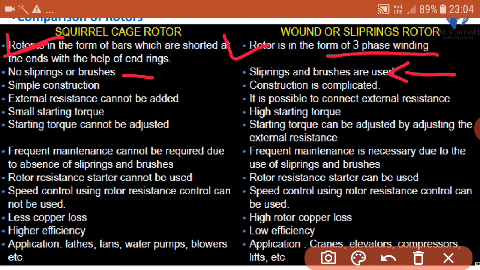Construction is simple for squirrel cage motor, and construction is somewhat complicated for wound rotor or slip ring motor, because there are three slip rings and three brushes. So construction will be somewhat complicated. External resistance cannot be added in the squirrel cage rotor because there are no slip rings, but it is possible to connect external resistance in a slip ring motor.